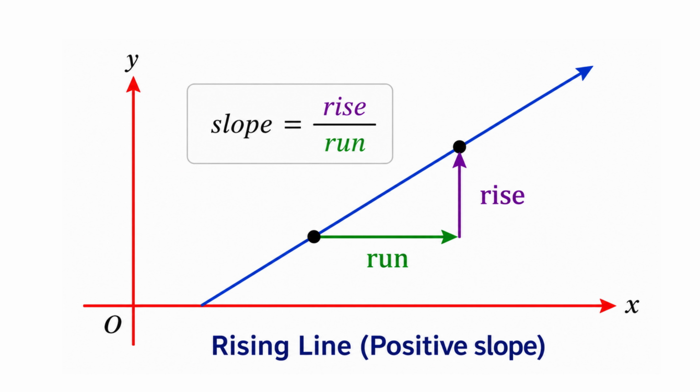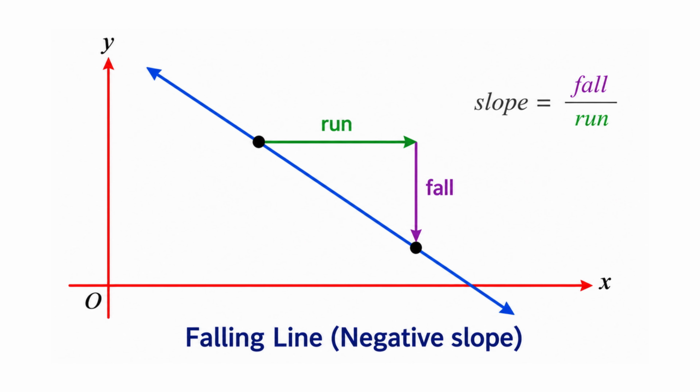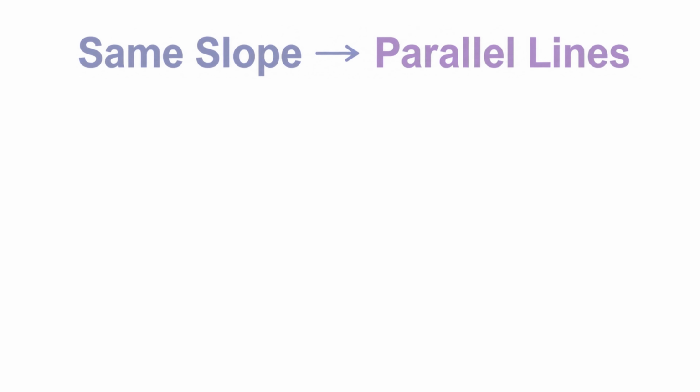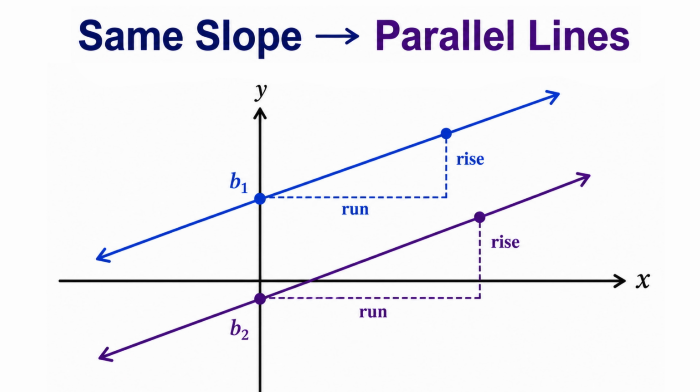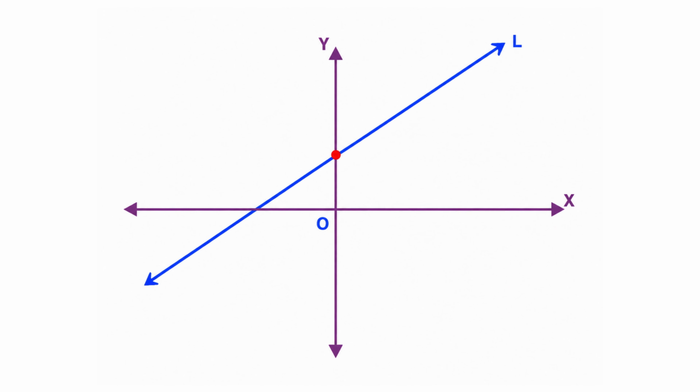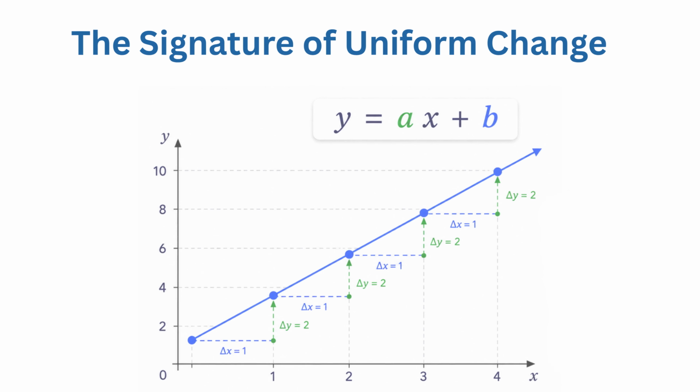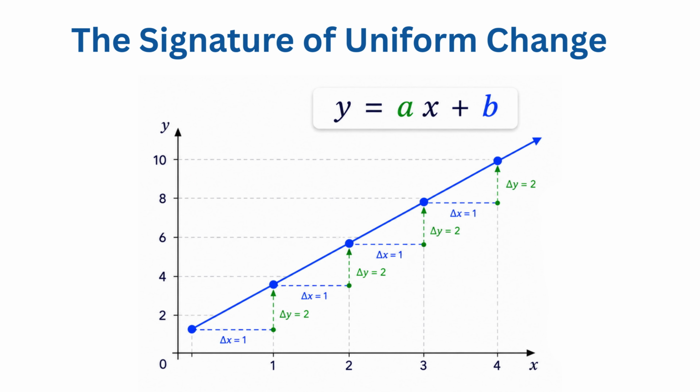When the slope is positive, the graph rises from left to right. When the slope is negative, the graph falls. And when two lines share the same slope but different intercepts, they remain perfectly parallel. A straight line, therefore, is not merely a geometric object. It is the visual signature of uniform change.